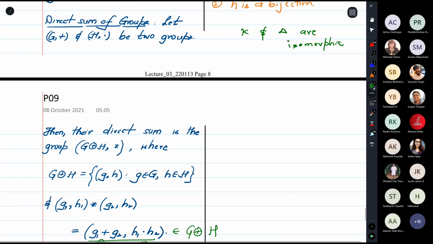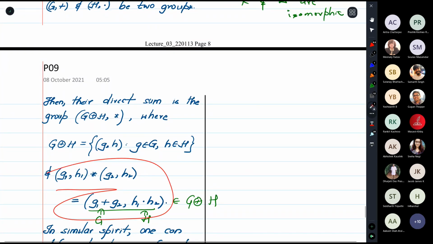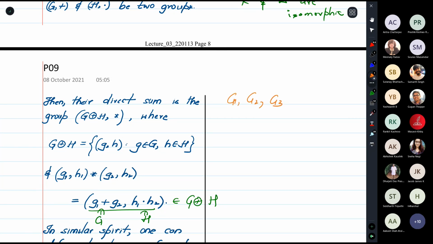So that's what direct sum is all about. You have two groups, you combine them and create this new set, and you define this new operation on it in this way. I hope you now agree that I can talk about, let's say, G1, G2, G3 as three groups. I can actually talk about G1 direct sum G2 direct sum G3. You should be able to generalize this idea that I have spoken about and construct the direct sum of G1, G2 and G3.